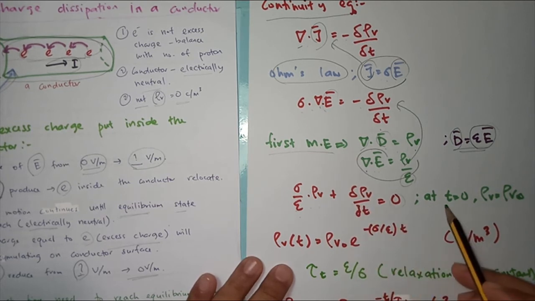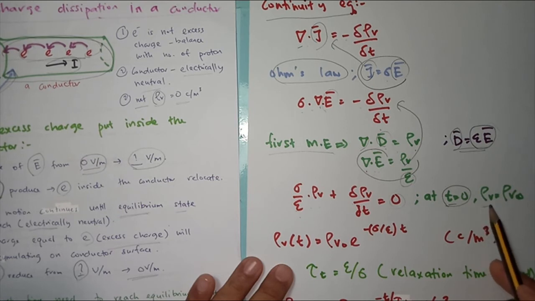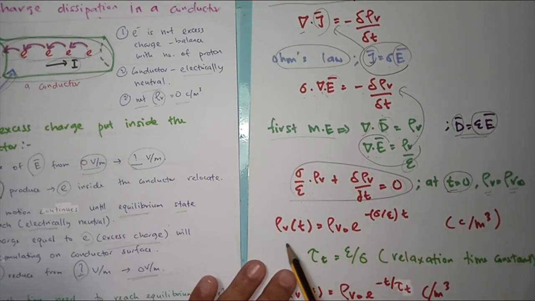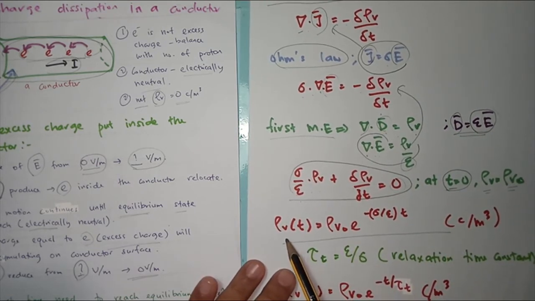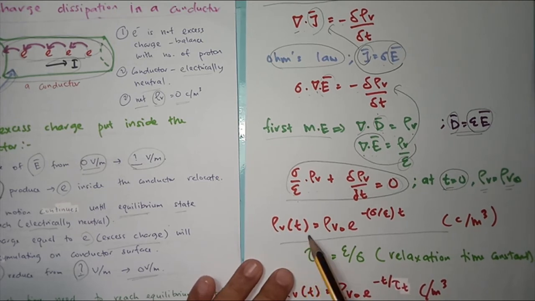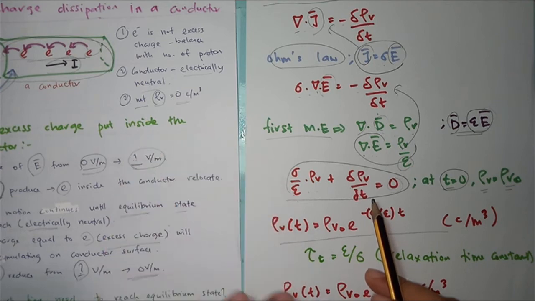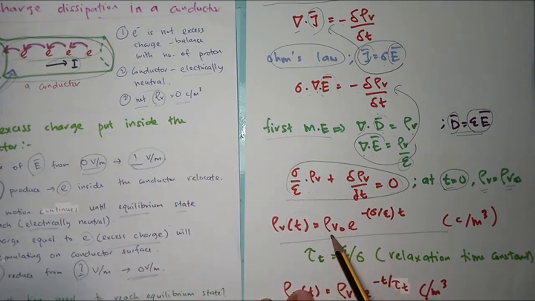At the initial time, which we call t is equal to 0, we will have rho v is equal to rho v naught. The general solution for this equation is given by this expression. We will have rho v of t, the volume charge density as it changes against time, is equal to rho v naught times exponential of minus sigma divided by epsilon times t.